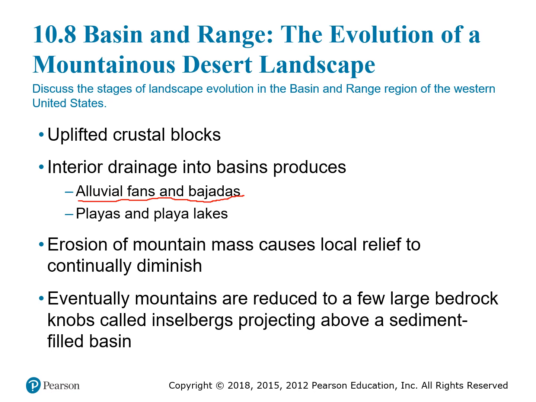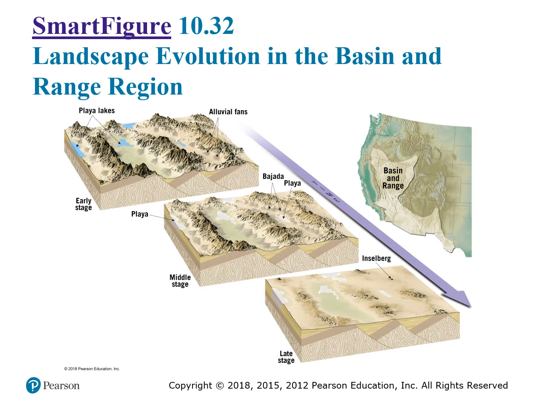Okay. So eventually, in the landscape evolution, these mountains will be reduced to knobs, and these are specific terms, inselbergs, and they project above the valley floors where there's a lot of sediment filling in. So here's the Basin and Range province, like I said, the entire state of Nevada right here, and it goes into Mexico. We don't include it, but this whole area is being spread apart, and the crust is actually thinning.